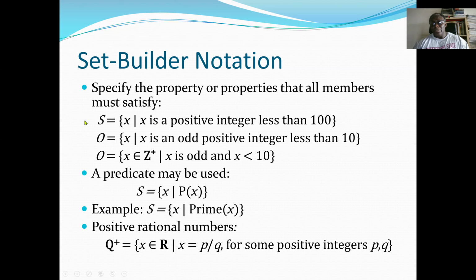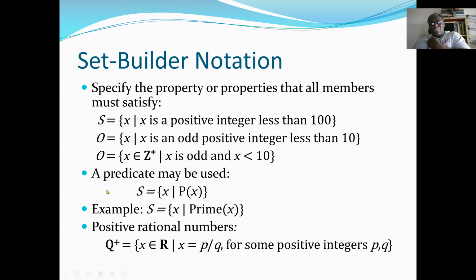So set S is lowercase x as the element, and the element is a positive integer less than 100, so from 1 to 99. Then we have a set O. We say set O consists of elements such that the element is an odd positive integer less than 10. Odd positive: I'll start with 1, 3, 5, 7, and 9. This is odd positive, and the odd positive integer should be less than 10.